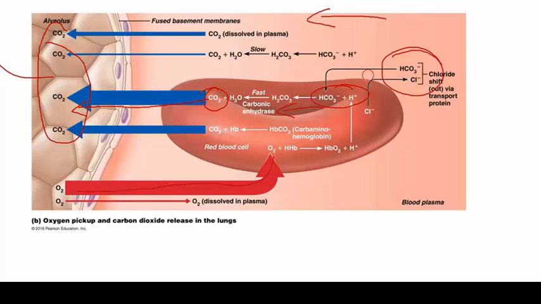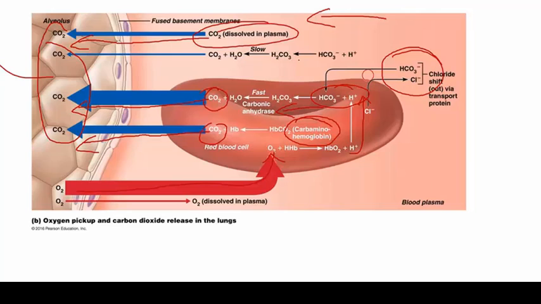Oxygen, of course, is entering. And when oxygen enters, it's going to bind, kicking off the hydrogen, and that will, of course, add with the bicarbonate ion and create CO2. Carbaminohemoglobin releases its CO2, which goes out, and then CO2 dissolved in the plasma goes out. There is a small amount of this reaction taking place in the plasma as well, but it's much slower.